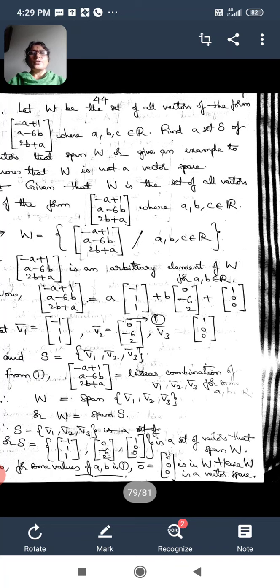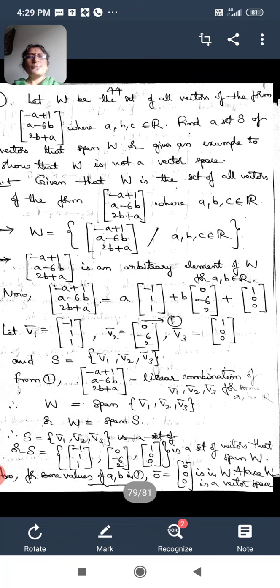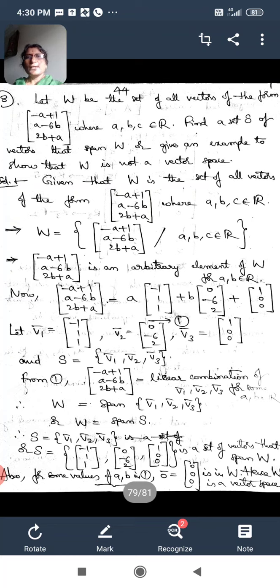Now consider v1 bar is equal to minus 1, 1, 1, the column vector which is multiplied to the scalar a. Let us name it as v1 bar. So v1 bar is equal to minus 1, 1, 1, and v2 bar is equal to 0, minus 6, 2, and there is another vector v3 bar is equal to 1, 0, 0. Now consider the set capital S, which consists of all these three vectors. That means S is equal to the set consisting of v1 bar, v2 bar, v3 bar.